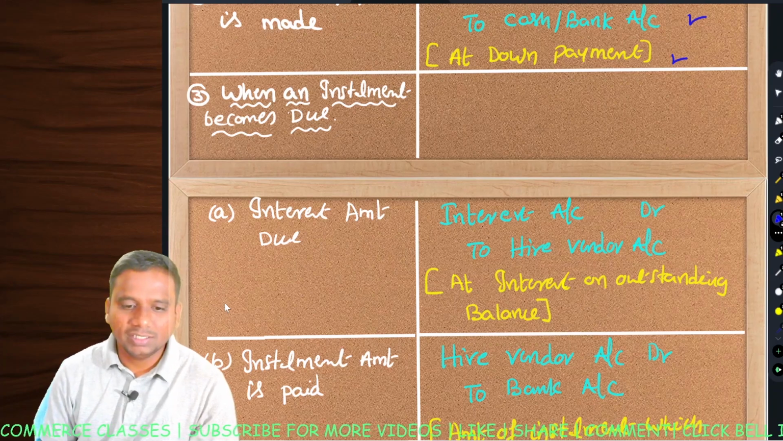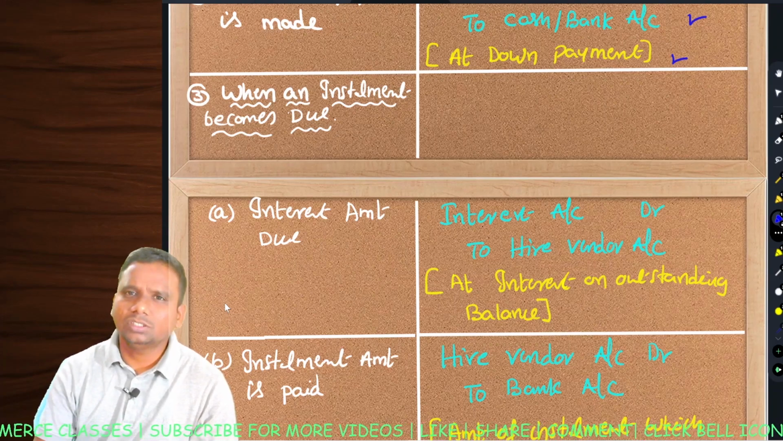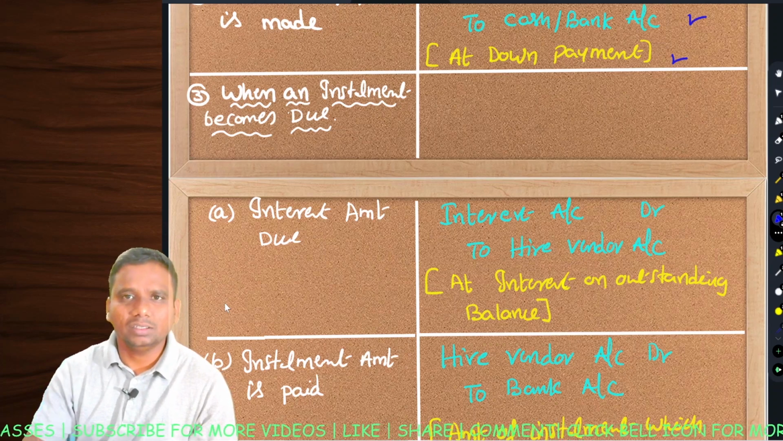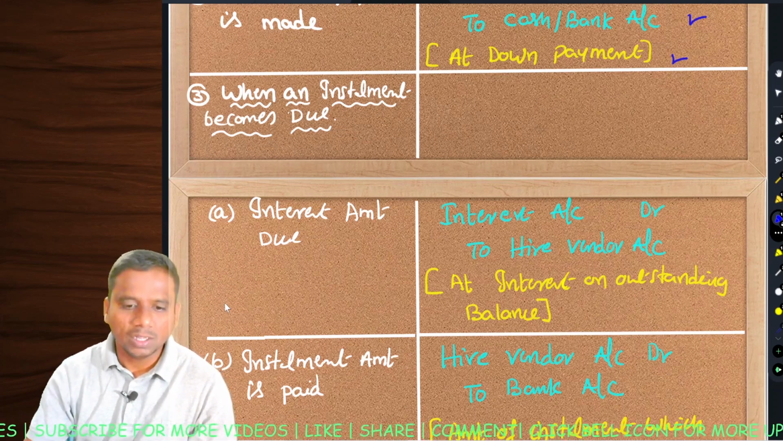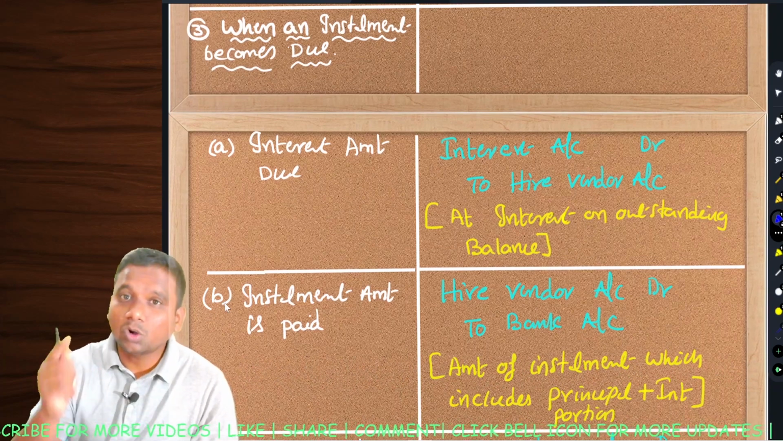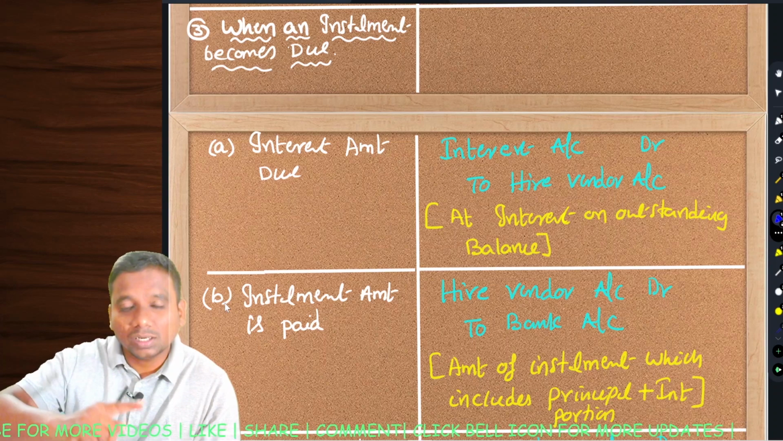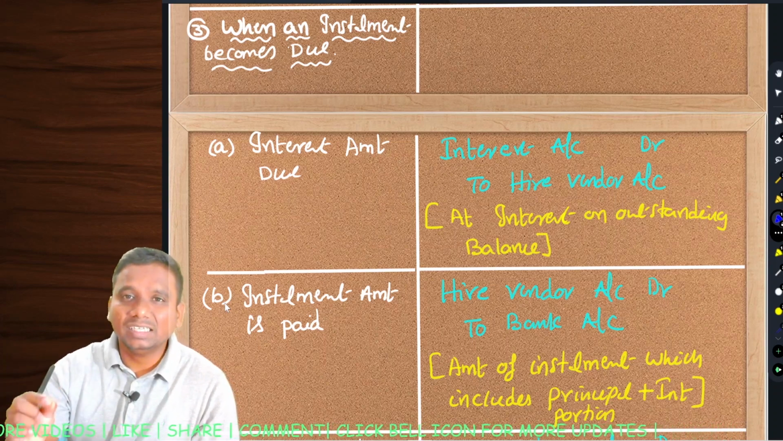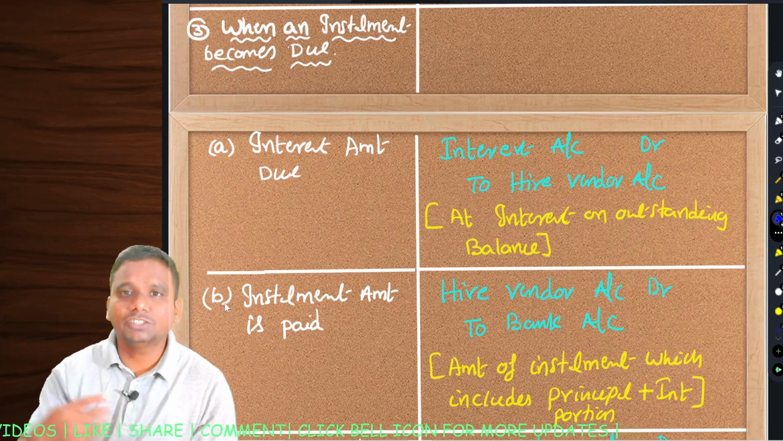Next transaction, look at when installment becomes due. Generally, under hire purchase, the remaining amount we pay in various installments. So when installment is due, installment amount includes what? Principal amount plus interest amount. So interest amount is treated as finance charge for us, so it is expense for us.